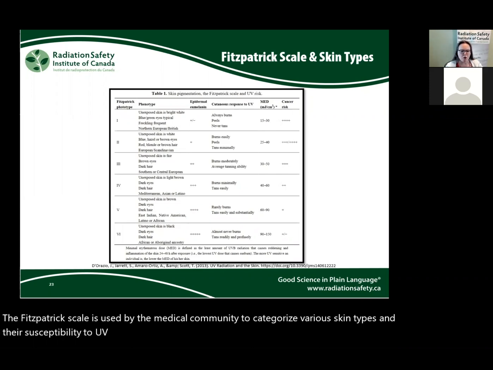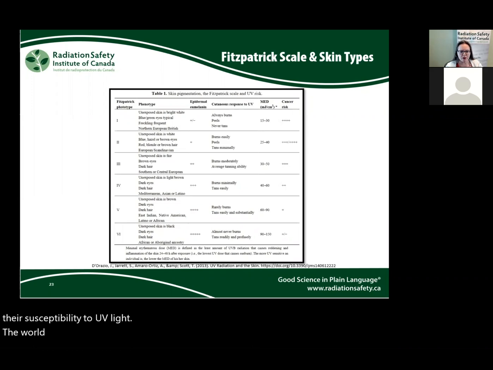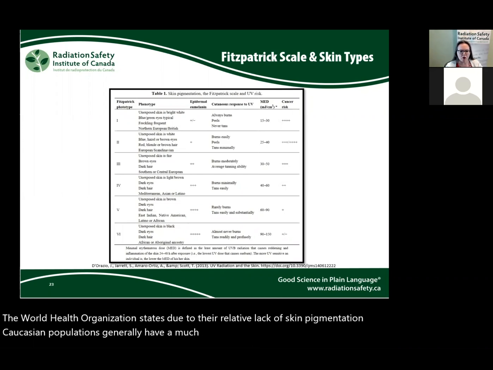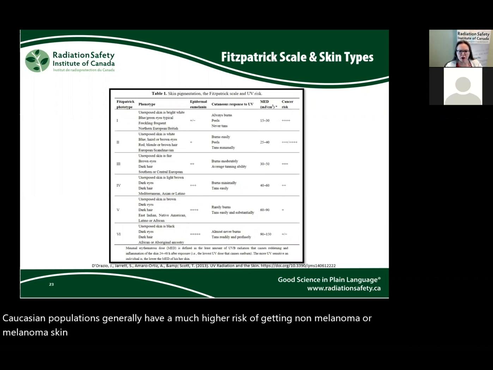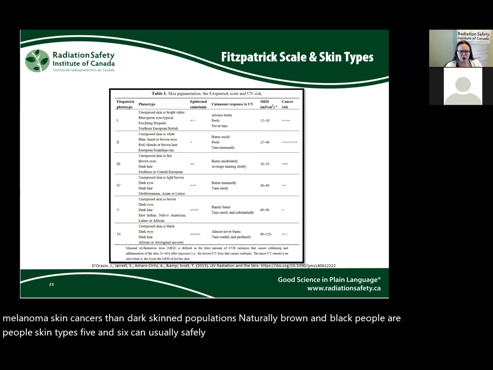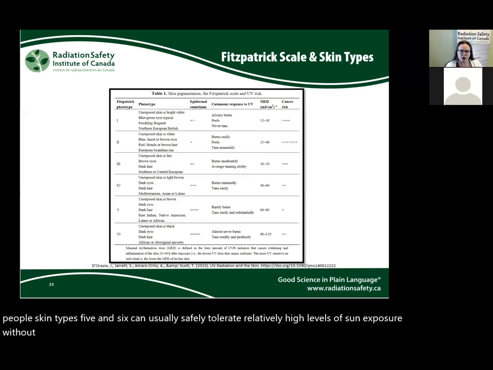The World Health Organization states, quote, due to their relative lack of skin pigmentation, Caucasian populations generally have a much higher risk of getting non-melanoma or melanoma skin cancers than dark-skinned populations. Naturally brown and black people, skin types 5 and 6, can usually safely tolerate relatively high levels of sun exposure without getting sunburnt or greatly increasing their skin cancer risk.